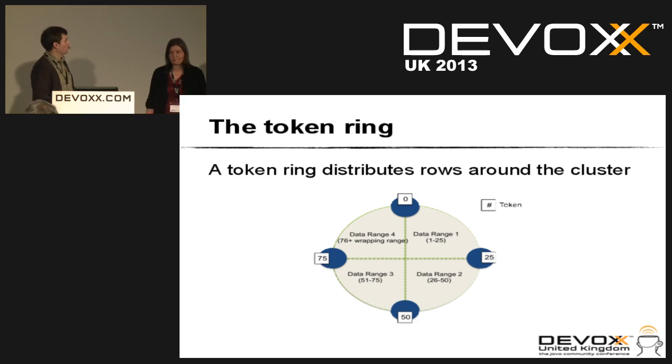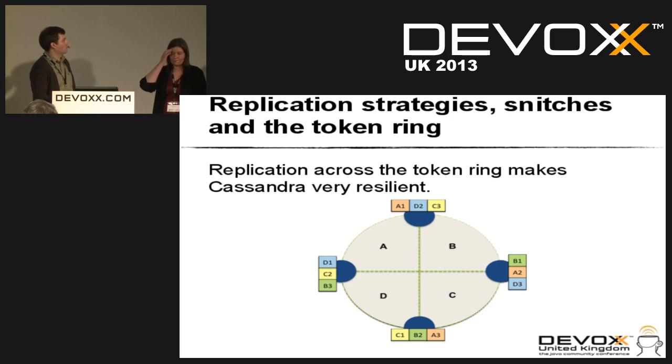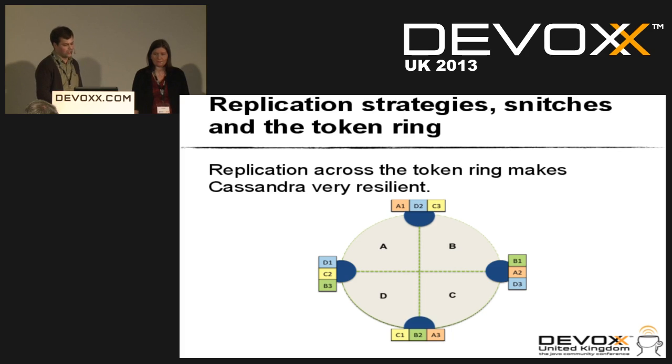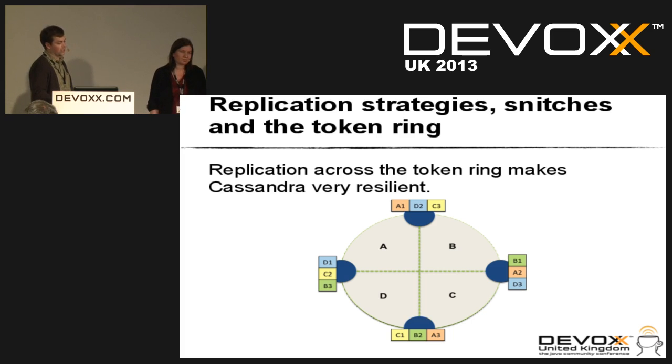On top of the token ring, you've got replication strategies and snitches, which are responsible for how your replicas are distributed across your cluster. The strategy defines how the replicas are distributed. The snitch tells the strategy about your physical infrastructure. So in this example, this is a simple strategy and a simple snitch. Row A is replicated across nodes A, B, and C. And row D, for example, is across nodes D, A, and B.